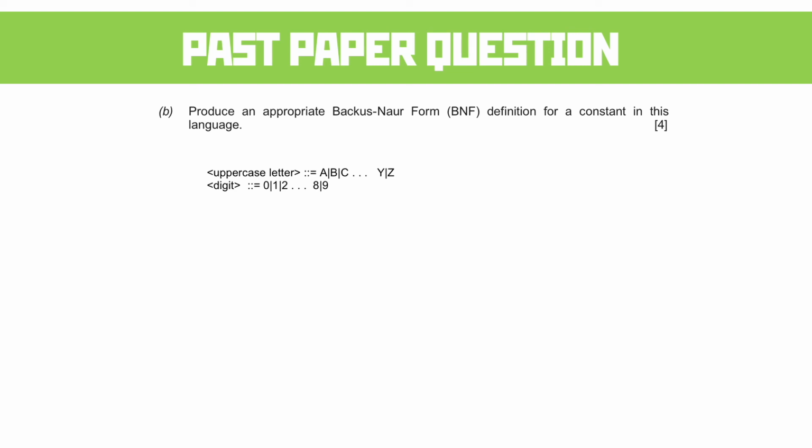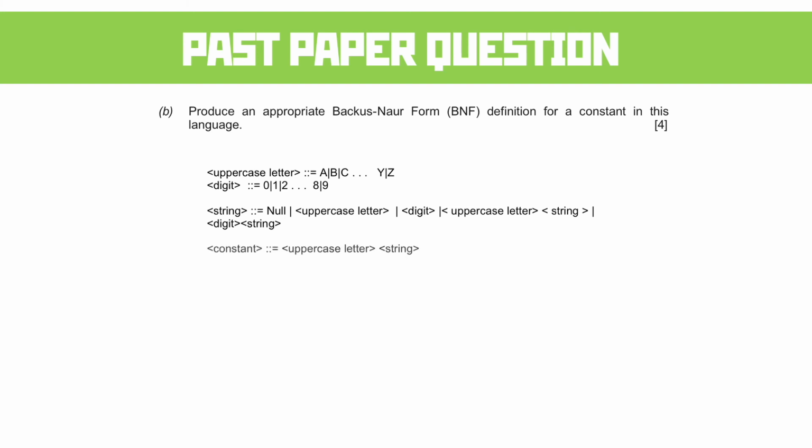A string then is either going to be nothing, or an uppercase letter, or a digit, or an uppercase letter followed by another string, make it recursive, or a digit in a string, and that's the most complicated part of the entire thing. And then the constant is going to be an uppercase letter followed by a string. Remember, the string can be null, it can be nothing.